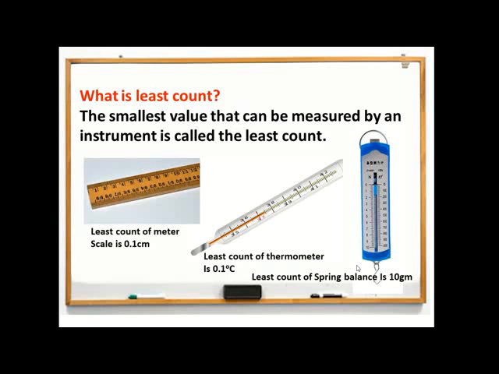Similarly, we have one spring balance. Here is a spring balance. Look at the spring balance: from 0 to 100 grams there are 10 divisions. Okay, between 0 to 100. That means each division refers to 10 grams. That is the least count of the spring balance.